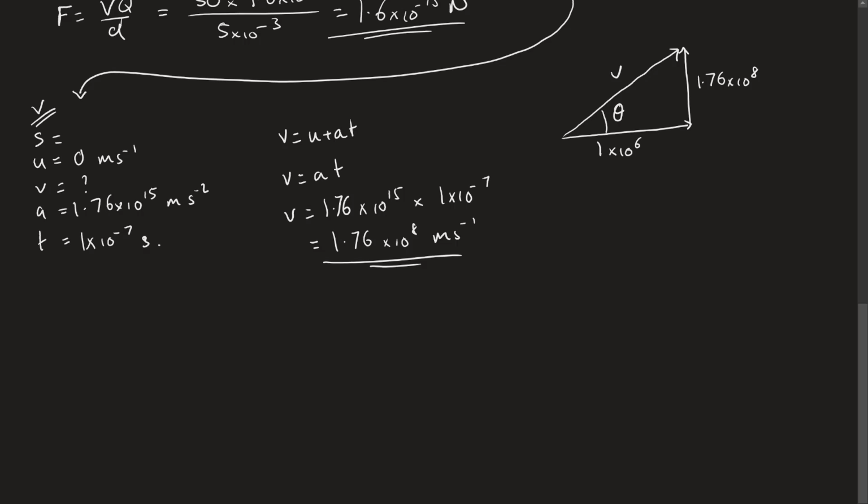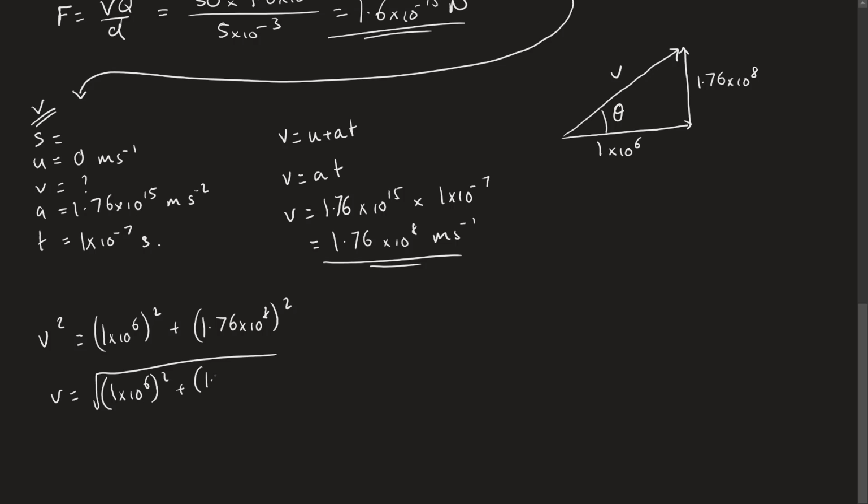Now, in order to work out the actual value for V, from this point, it's just Pythagoras' theorem. So V squared is equal to 1 times 10 to the 6 squared plus 1.76 times 10 to the 8 squared. And then V must be equal to the square root of this whole thing. So 1 times 10 to the 6 squared plus 1.76 times 10 to the 8 squared. And this gives you a velocity of 1.76 times 10 to the 8 meters per second. Now, this isn't surprising because we can see that the velocity of the vertical component is much bigger than the velocity of the horizontal component. So we're basically saying that the horizontal part of this is negligible because this is 100 times bigger. So it's pretty big. This isn't going to affect it by too much.